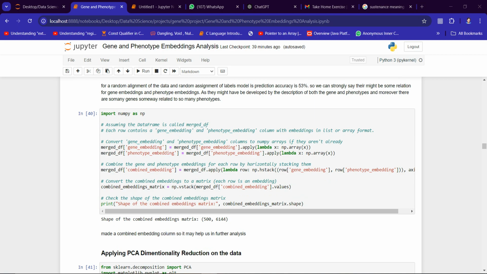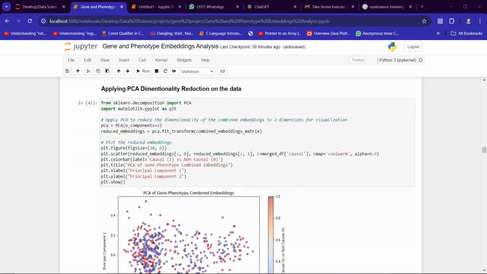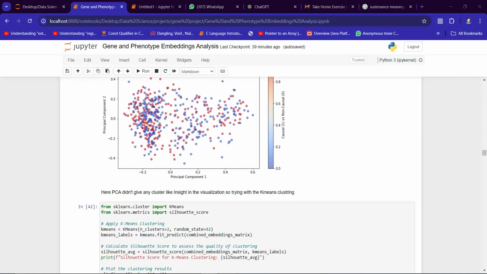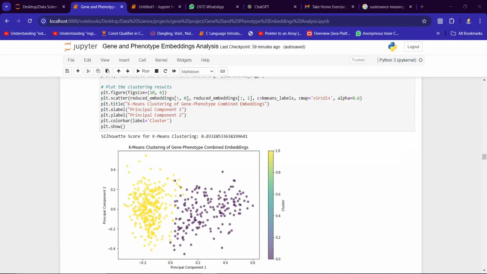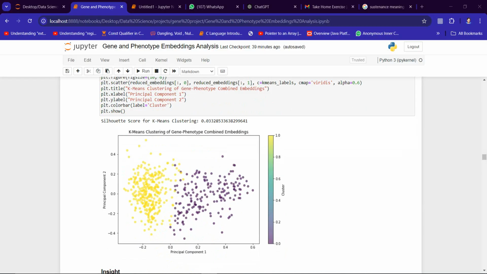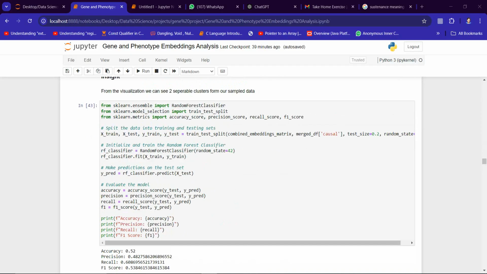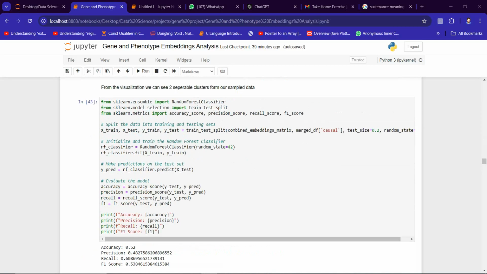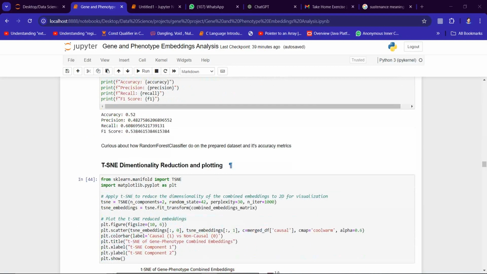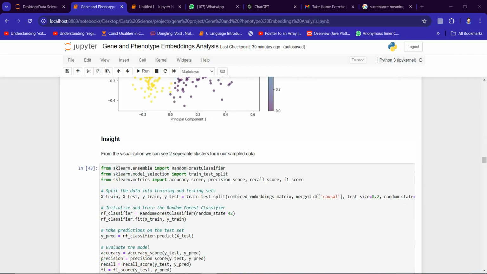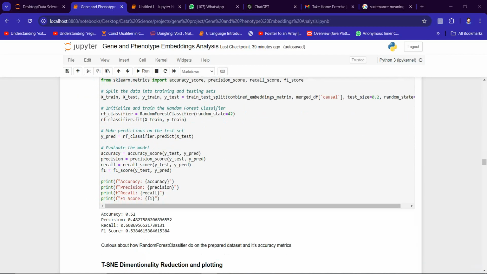I am combining gene embedding and phenotype embedding into a single column for further analysis. Here I am applying PCA dimensionality reduction, and here I am applying k-means clustering, which gives two clusters. There are some insights here also, and I am curious about how the random forest classifier will go with the data that I prepared.